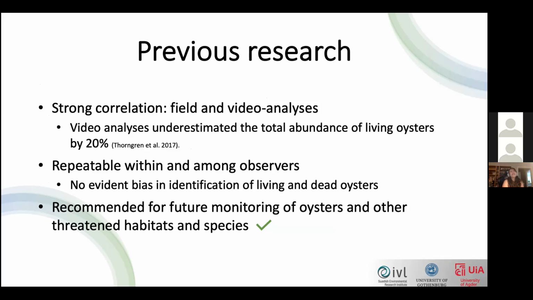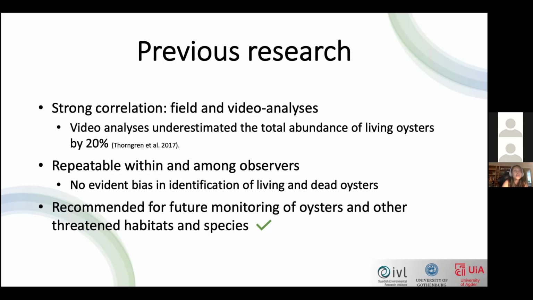So there's been a paper before that compared video transects to actually doing it in the field by hand. And there was a strong correlation between field and video analysis, even though the video analysis underestimated the total abundance of the living oysters by 20%. And that is perhaps because when you grab an oyster from the bottom, as you see it, you can think, oh, it's probably just one oyster. But if you grab it, then there's a bunch of oysters altogether.